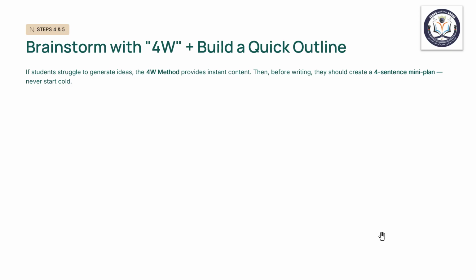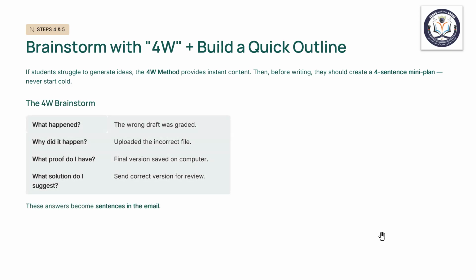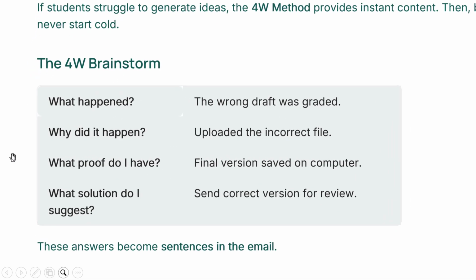Often we can use it to brainstorm first of all, and then we can go ahead with a quick outline of the peer planning method. So it happens. We could not find the idea, we could not generate ideas, so we can ask ourselves these questions. So what are the questions? In every prompt, ask yourself, what happened? For example, here, the wrong draft was graded.